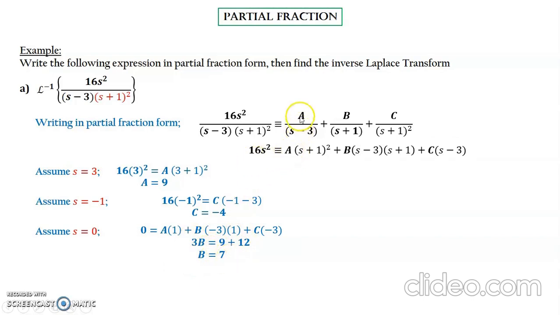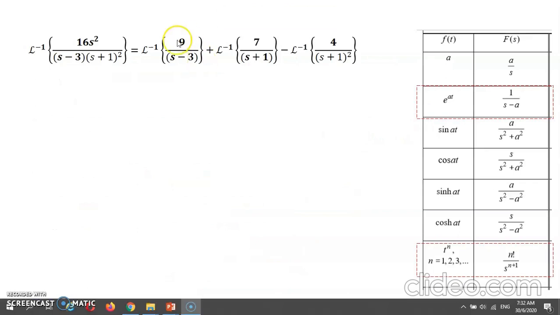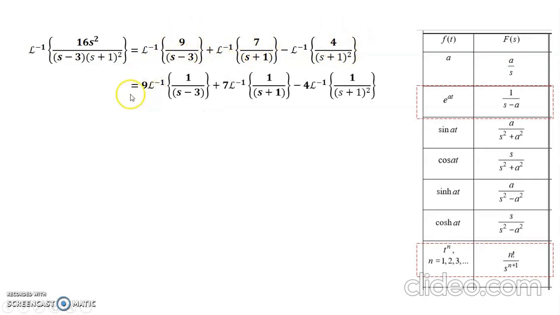So, once you dah dapat nilai a, b dan c, you boleh tulis balik dalam bentuk inverse Laplace transform of this function sama juga dengan inverse Laplace transform of 9 bahagi s tolak 3, inverse Laplace transform of 7 bahagi s tambah 1, tolakkan dengan inverse Laplace transform of 4 bahagi s tambah 1 kuasa 2. Okay. Now, daripada sini, kita boleh factorkan each of the constant value ni keluar. Okay, so saya dapat 9, inverse Laplace transform of 1 bagi s tolak 3, tambahkan dengan 7, inverse Laplace transform 1 per s tambah 1, tolakkan dengan 4, inverse Laplace transform 1 per s tambah 1 kuasa 2.